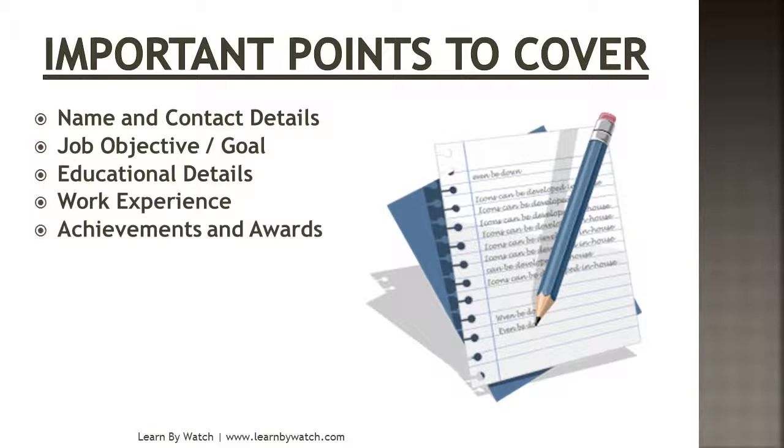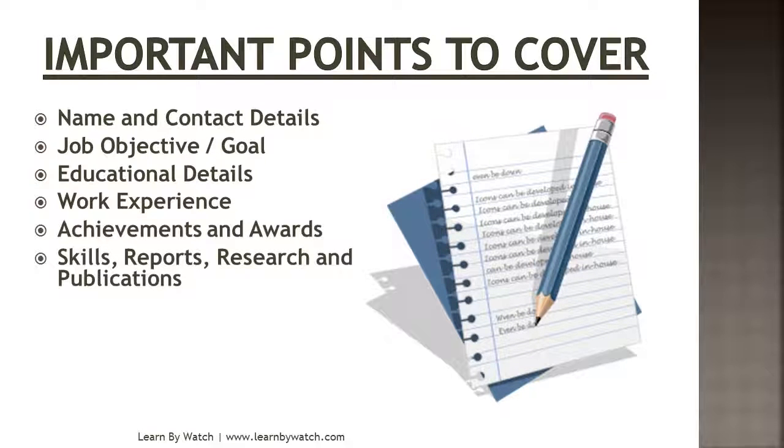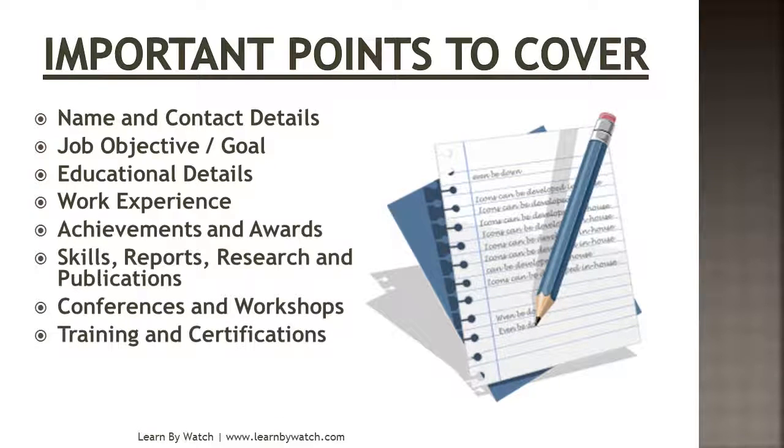Fifth, achievements and awards. Sixth is skills, reports, research and publications. Seventh is conferences and workshops. Eighth, training and certifications. Ninth, references. Tenth is declaration. So these are the 10 important points which you have to cover in your resume or CV. I'll explain you one by one in detail. This is the chronological order in which I have written, so try to write in this order so that it will look more systematic and easier for the interviewer to understand your information.